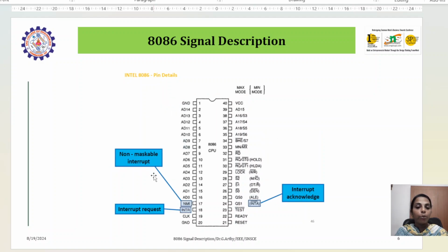Then we have two interrupt pins. One is INTR, that is pin number 18, and then another one is NMI, that is pin number 17. These 17 and 18 are interrupt pins. NMI is the non-maskable interrupt, and 18 is the interrupt request pin. See, interrupts can be of two types, that is maskable interrupts and non-maskable interrupts.